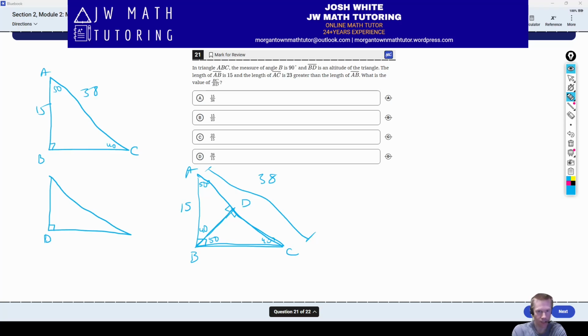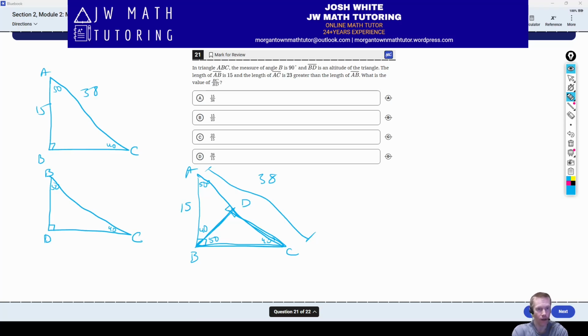So looking at just the small one down here, the 40 has to correspond to the 40, so C has to go down here. And then the 50, which is B, has to correspond to the 50 in the other one, which is A. Now, this is not the exact measure of these angles. This is just a dummy value I picked to help me orient them in the correct manner.